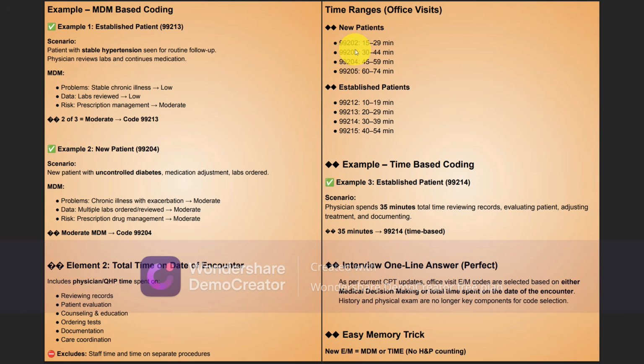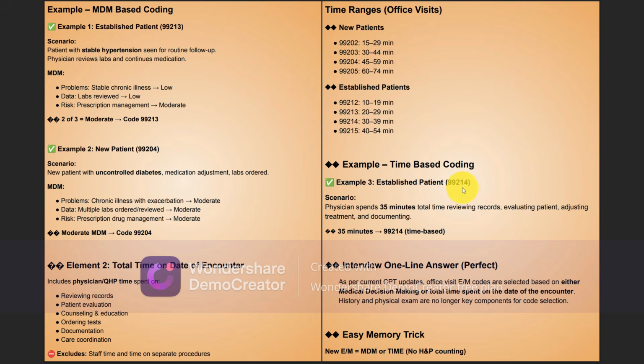New patient codes: 99202, 15 to 29 minutes; 99203, 30 to 44 minutes; 99204, 45 to 59 minutes; 99205, 60 to 74 minutes. If these times are exceeded, then we code a prolonged service code, 99417. For Medicare we have a different code. For commercial payers we use this CPT code. Established patient: 99212, 10 to 19 minutes; 99213, 20 to 29 minutes; 99214, 30 to 39 minutes; 99215, 40 to 54 minutes.